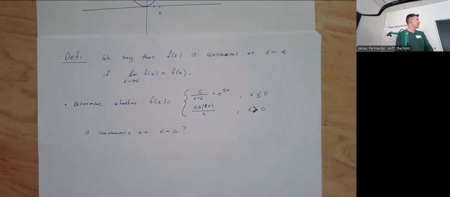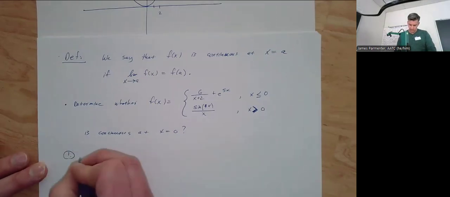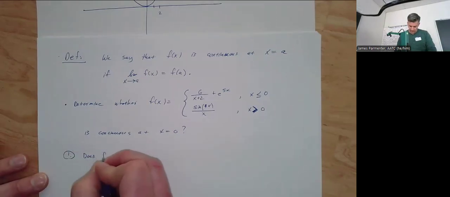Specifically, I'm going to ask another question with this after this, but right now we're just being asked, is this function continuous at 0? So let's go through the three-step process. The first step, does f of 0 exist?